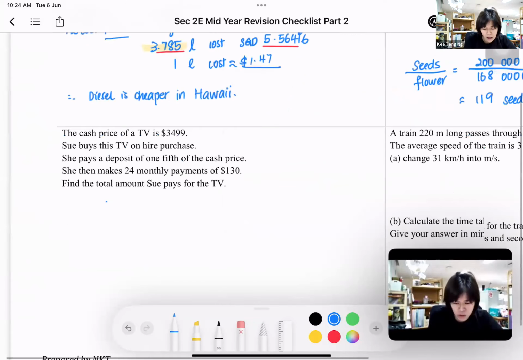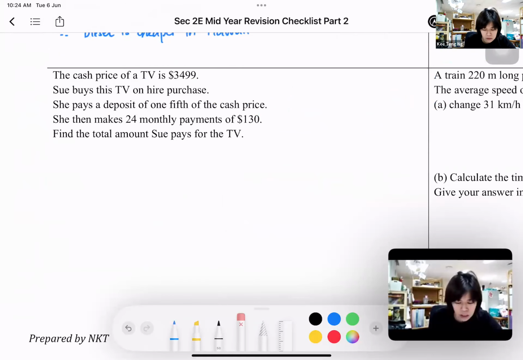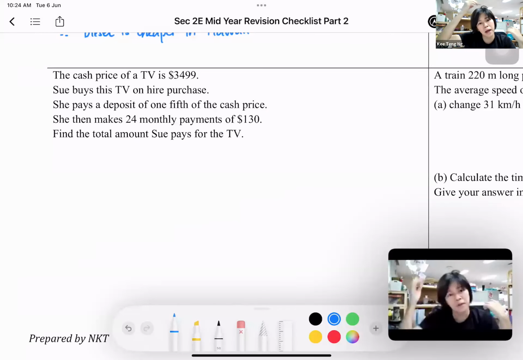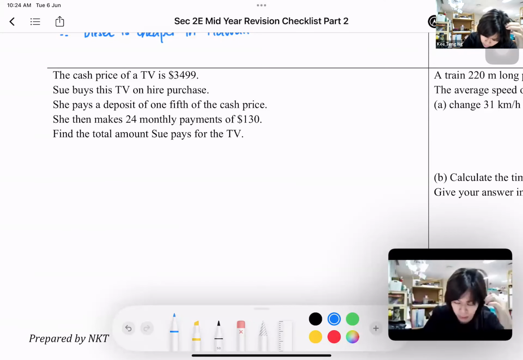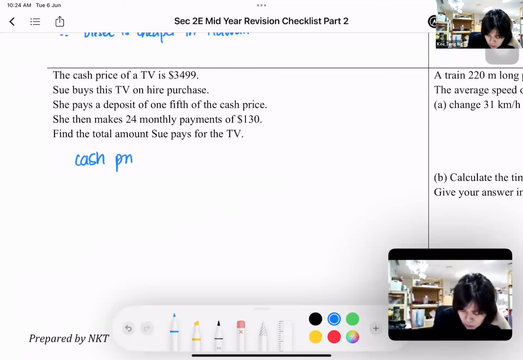Next question. This one is hire purchase, right? The cash price of a TV is 3,499. Sue buys this TV on hire purchase. Hire purchase means I'm not buying it directly using cash terms. I pay something like a deposit, a down payment, and after that I may need to pay installments or even interest. So let's take a look at this. The cash price is this much. She paid a deposit.